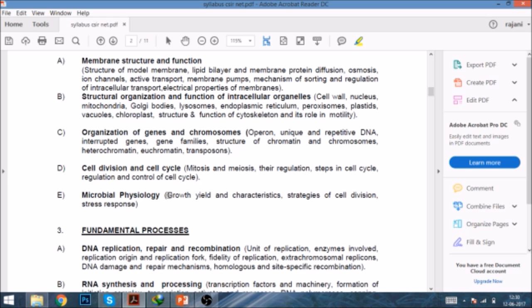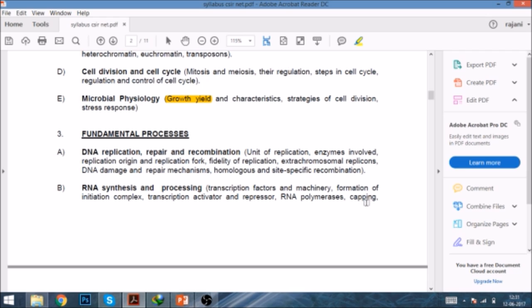And finally, microbial physiology. Growth kinetics are always asked from the past. Whatever I have analyzed from the past year questions, it was definitely there. And the strategies of cell division also include the same CDKs and cyclins involved, and how they get degraded, and the function of each definite cyclin. For example, cyclin B is involved in the passage from G2 to M phase. So you should remember these types of things in your mind in this last week.